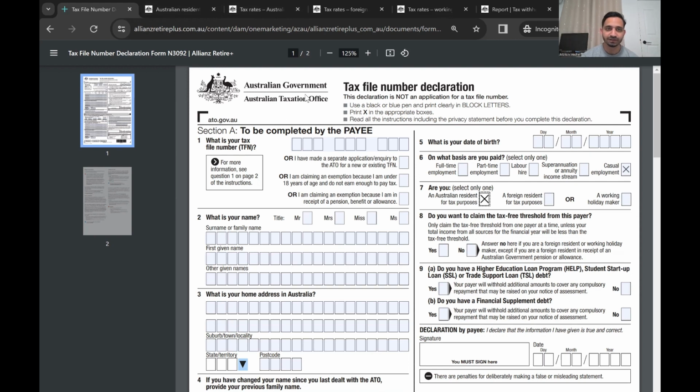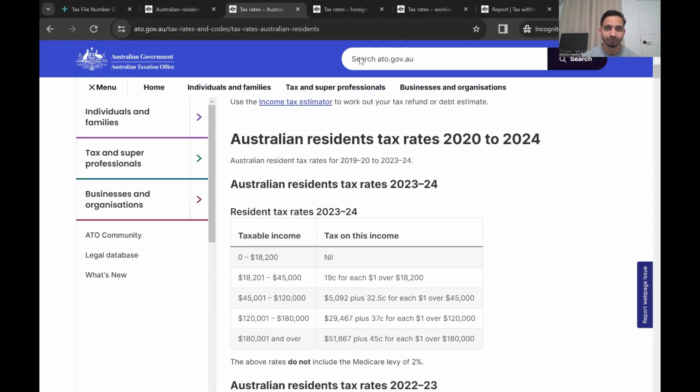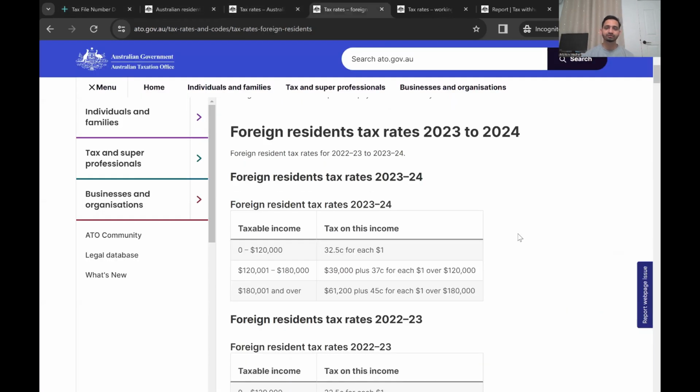Now, you want to click on this. Now, if you are not an Australian resident, you're either a foreign resident for tax purposes or a working holiday maker. Let's look at foreign resident for now. If you're not an Australian resident, if you're not a holiday maker, you're considered a foreign resident, and your tax rates are different. You don't actually have a tax-free threshold.